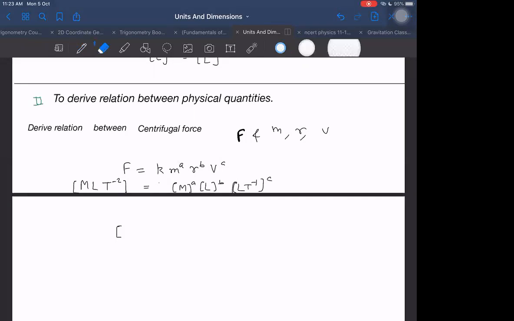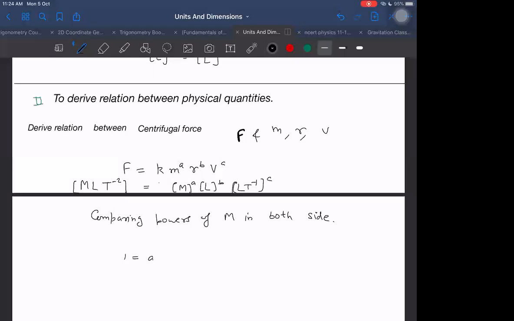What is the power of M in left hand side? Comparing the powers of M in both sides. If in left hand side we have M but in right side we don't have M, then we will assume the power on the side where it is missing to be 0. Understood? But here M is there on both sides, so 1 in left hand side and right hand side is A. A is equal to 1.